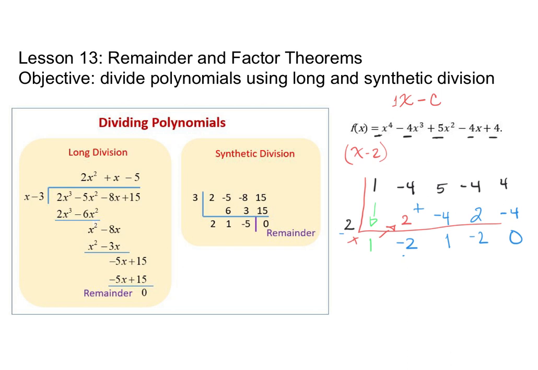My last number is going to be my remainder, and then everything else is just a coefficient of one of my terms. Because I divided by a binomial with a degree 1, I am just going to have one less degree. So if I started off with an x to the 4th, my new term will be x to the 3rd. So my answer is x cubed minus 2x squared plus 1x minus 2. My remainder is 0, so I do not need to write it. If you were to watch my first video on long division, you will see we end up with the same answer.